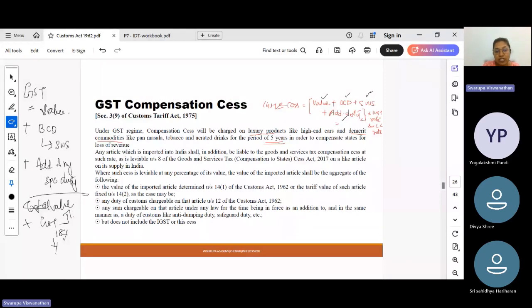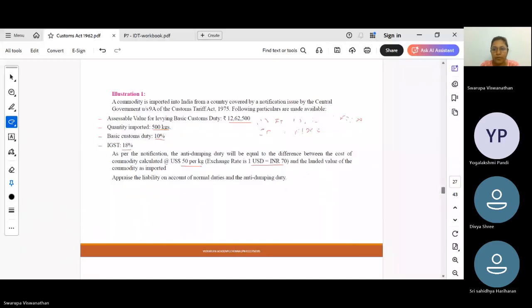Cess is on GST. Cess and surcharge are always on tax. It is a tax on tax. So we saw social welfare surcharge is on basic customs duty. Similarly, compensation cess will be on the GST.